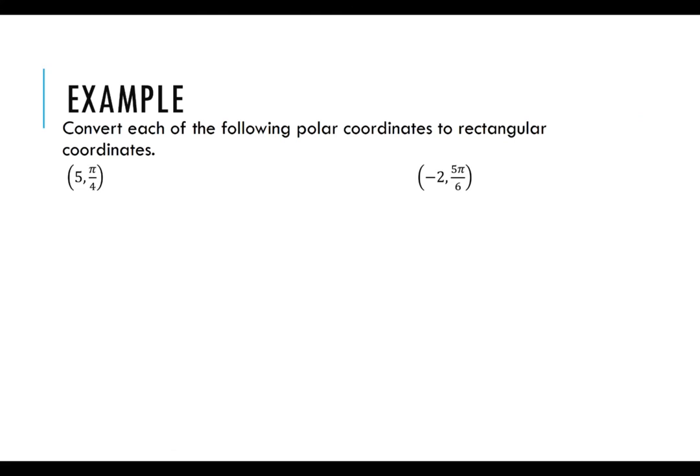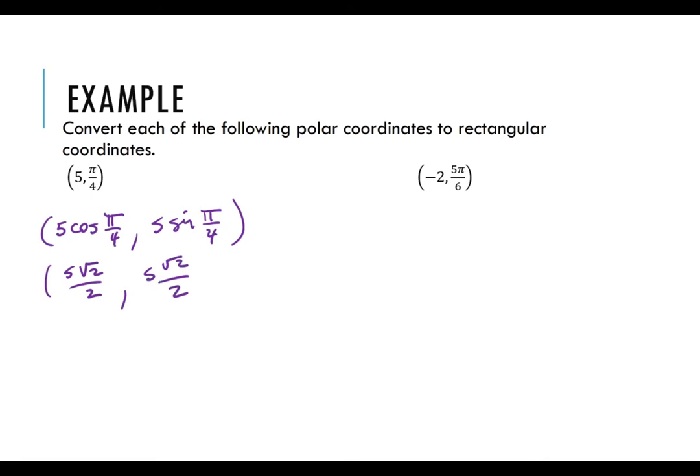Let's do these the same way. If we want to convert these to rectangular coordinates, then of course that's just going to be 5 cosine of pi fourths, and then the y-coordinate is 5 sine of pi fourths. Well, cosine of pi fourths is root 2 over 2, so this is going to be 5 root 2 over 2. And sine of pi fourths is also root 2 over 2, so that's going to be 5 root 2 over 2. Well, recognize that if I graph this polar coordinate, I go out 5 and rotate pi fourths. It's in the first quadrant, they're both positive.